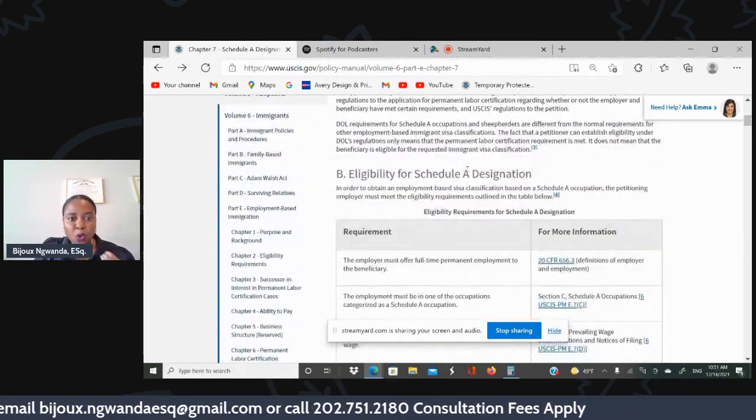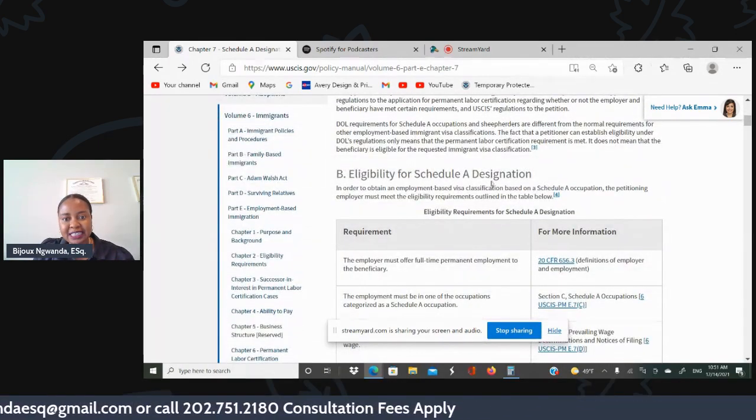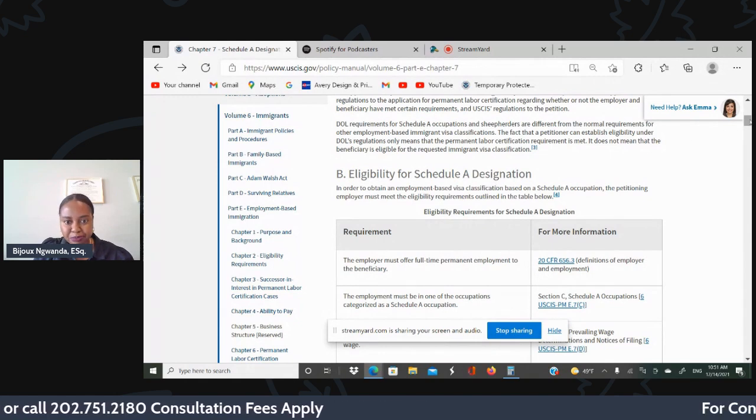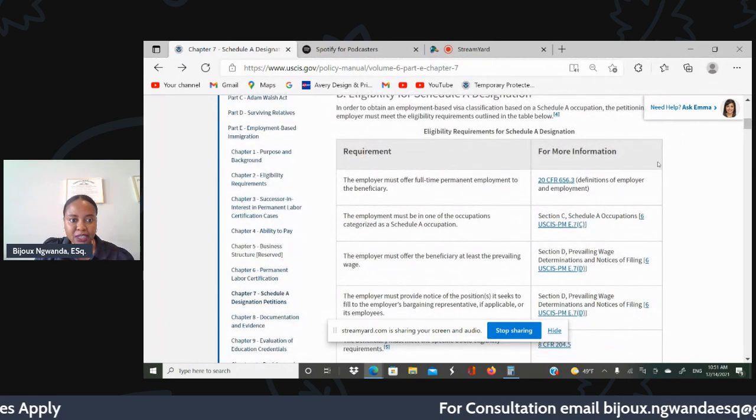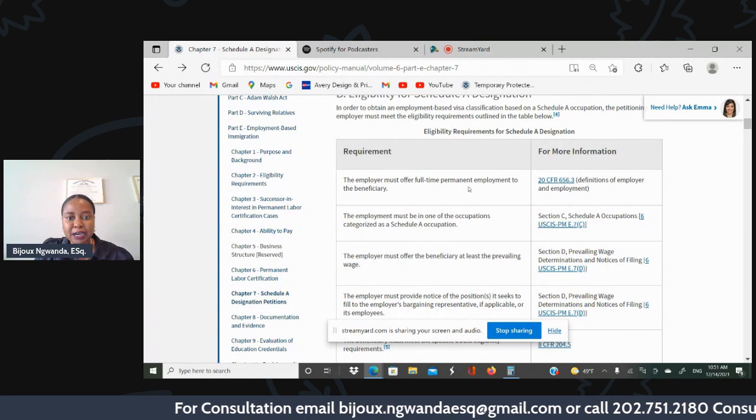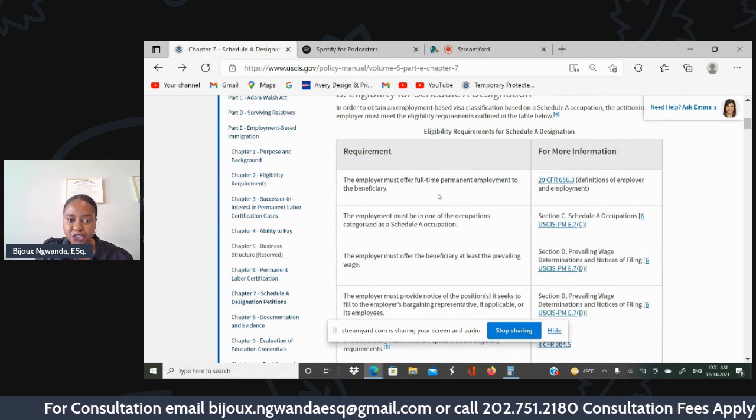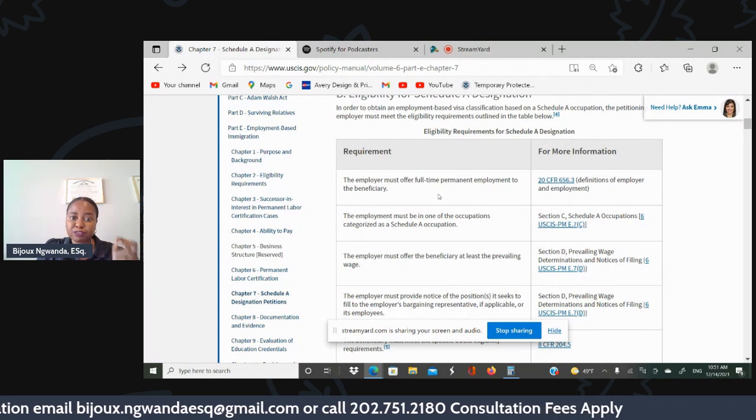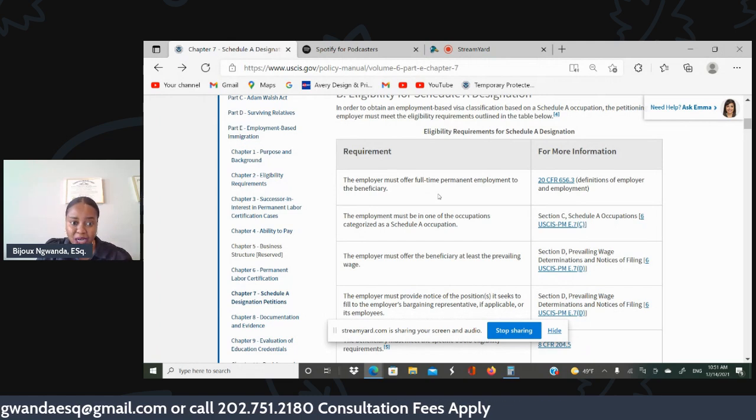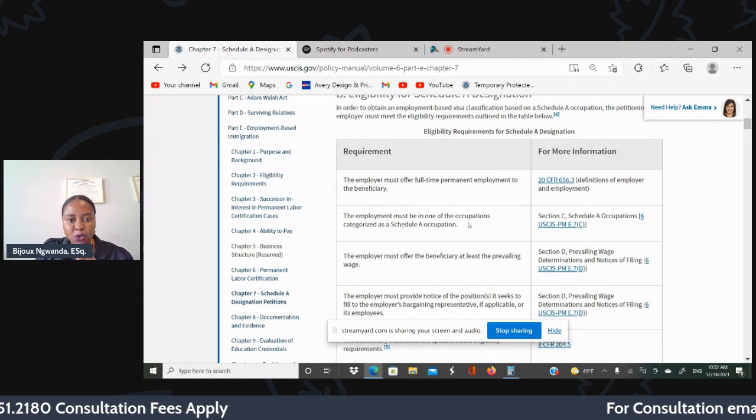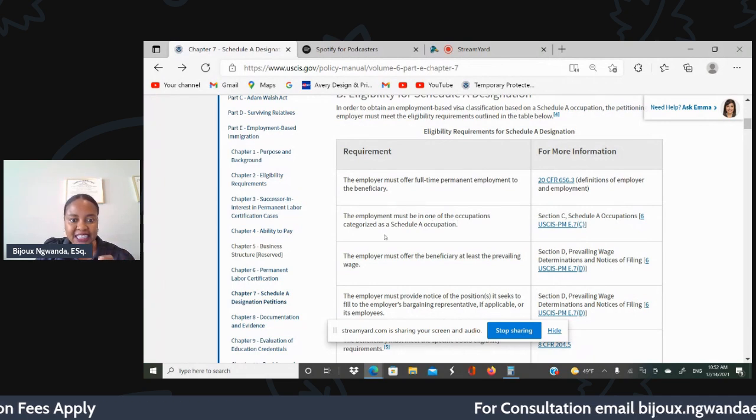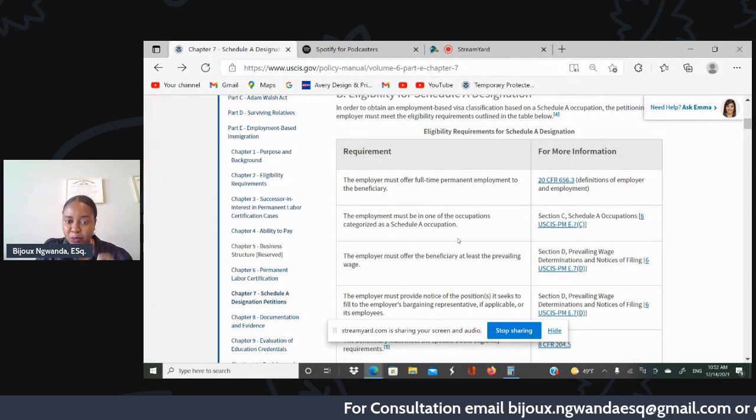So the eligibility for Schedule A designation, okay? Who is eligible and what are the requirements? First of all, the employer must offer a full-time permanent employment to the beneficiary. You have to have an offer of full-time employment. That's number one. And the employment must be in one of the occupations categorized as a Schedule A occupation. We'll talk about it.